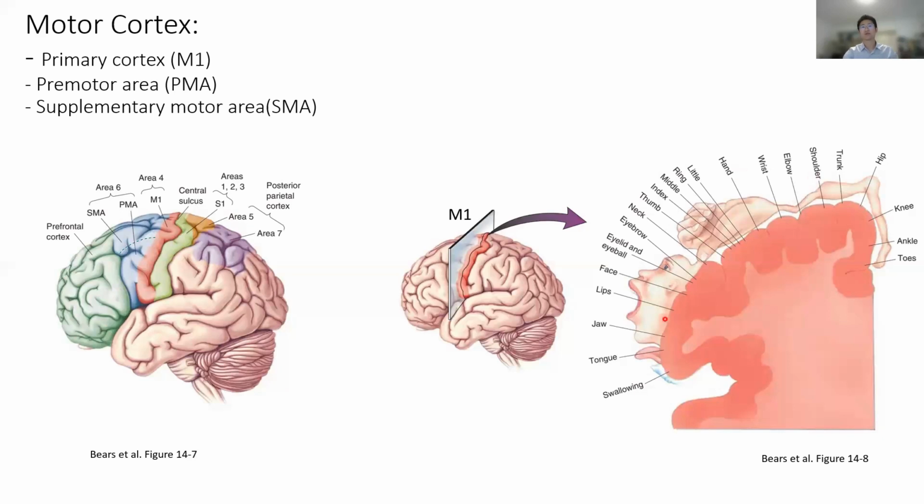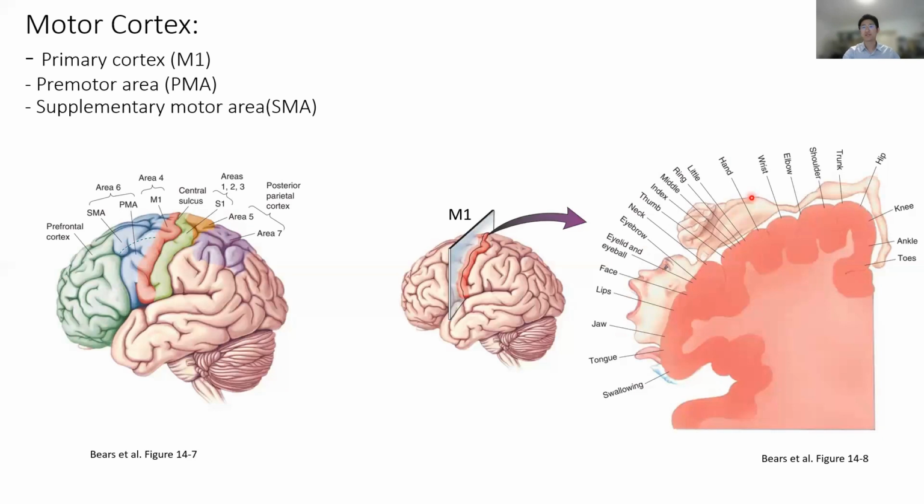For example, if we put an electrode somewhere here, he will see a twitch in the face muscle. So he knows this point is linked to the face muscle, and this point is linked to the arm muscle. In this way, using micro stimulation and observing the muscle response, he mapped different body segments to different spots of the M1. This is usually called the homunculus, because it is a figure of the human body which is mapped onto the M1.